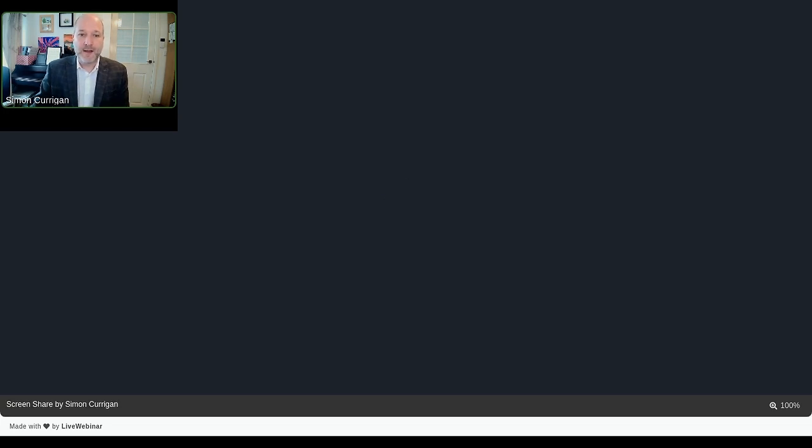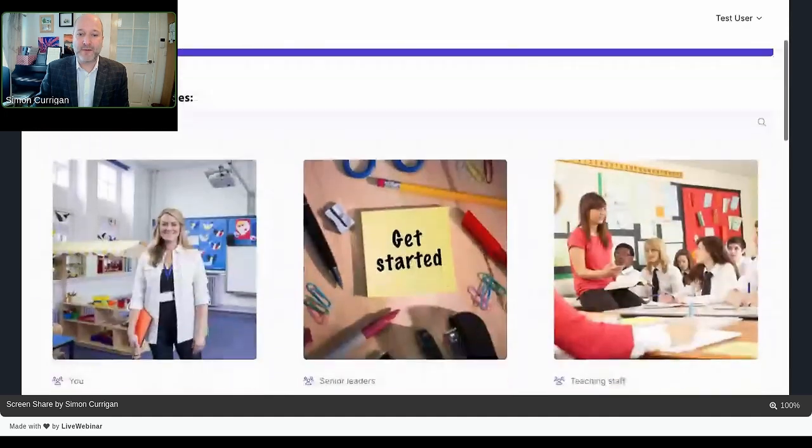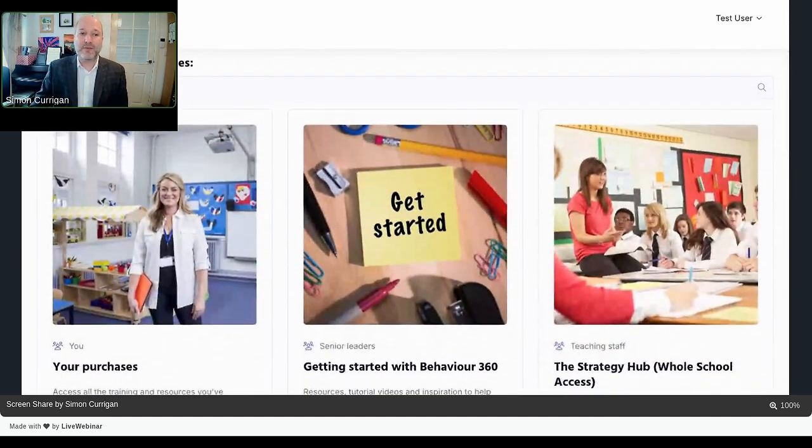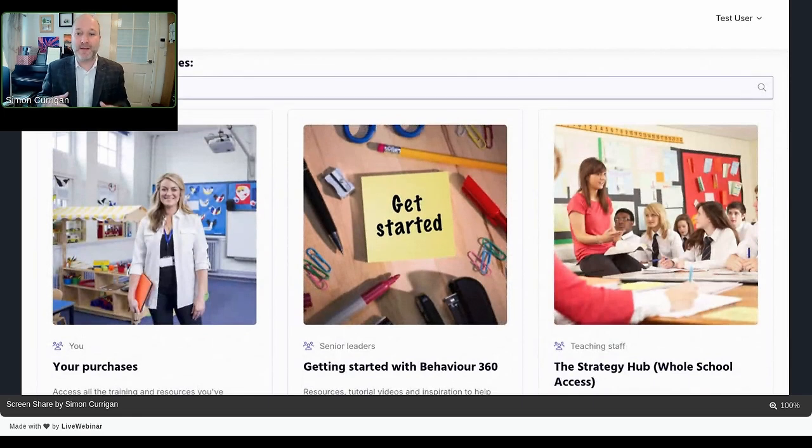Here we go. This is the Behaviour 360 dashboard. This is what you see when you first log in. And you'll find here, up here on the top left, a search bar, which will search every single part of Behaviour 360. So this is the old-fashioned, the simplest way of doing things.